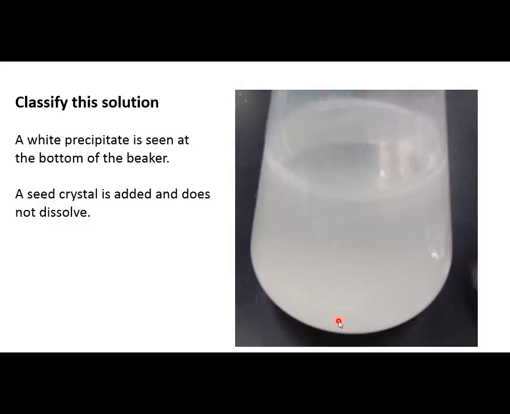If I add a seed crystal to this, we don't expect the seed crystal to readily dissolve. If any of the solute from the seed crystal dissolves, that would be balanced by extra solute coming back out of solution. So I'm going to continue to see solute present at the bottom of my container that has not dissolved. So that indicates a saturated solution.